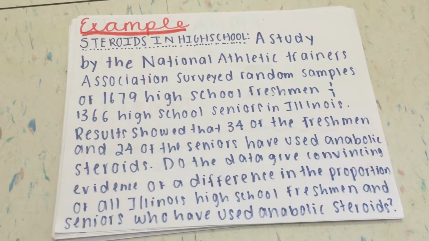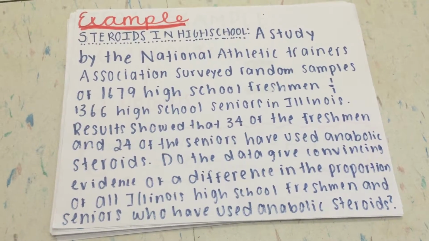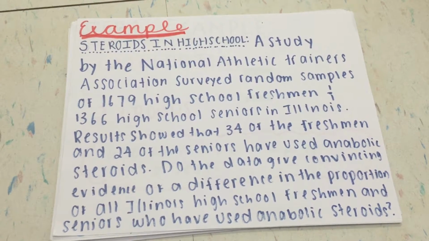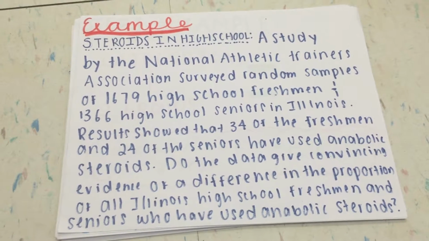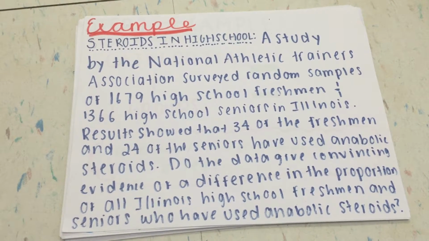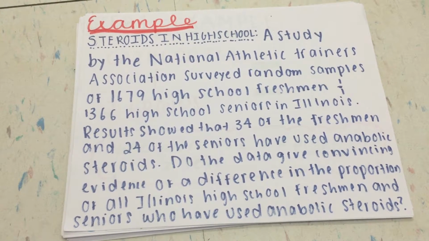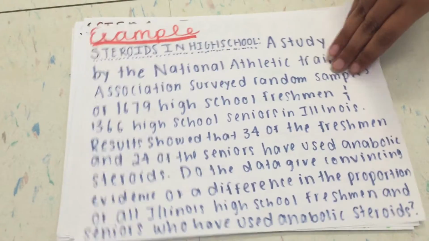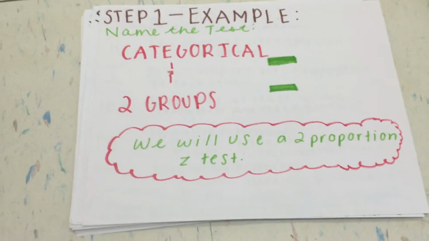A study by the National Athletic Trainers Association surveyed random samples of 1,679 high school freshmen and 1,366 high school seniors in Illinois. Results showed that 34 of the freshmen and 24 of the seniors have used anabolic steroids. Does the data give convincing evidence of a difference in the proportion of all Illinois high school freshmen and seniors who have used anabolic steroids? We know this is a hypothesis testing problem, so that means we have to use the Great 8.